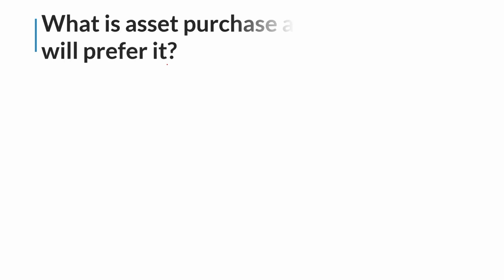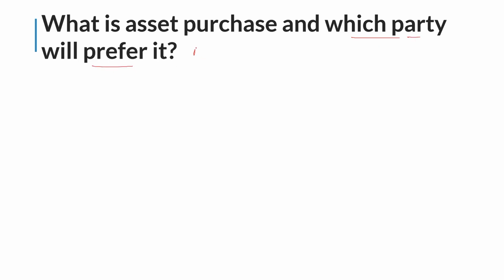Now let us move ahead and talk about asset purchase and which party will prefer it. So this is a negotiation happening. Which party will prefer it? Buyers will prefer asset purchase, and there is a reason for it. Let us understand what an asset purchase is. A company wants to buy B company. So one way was to purchase shares of B, and the second way is to buy assets and liabilities of B, right?